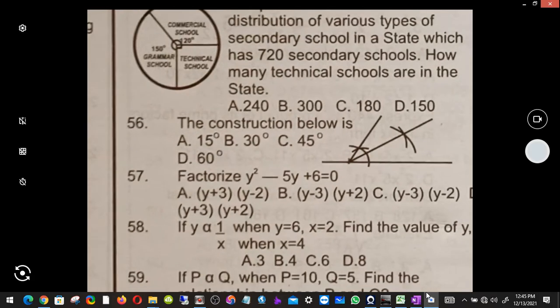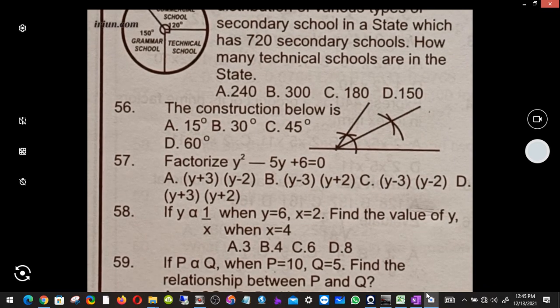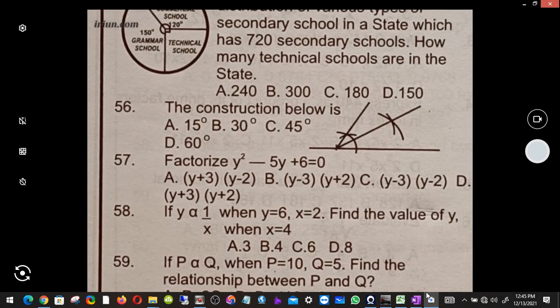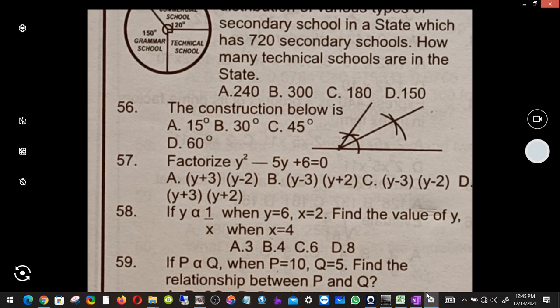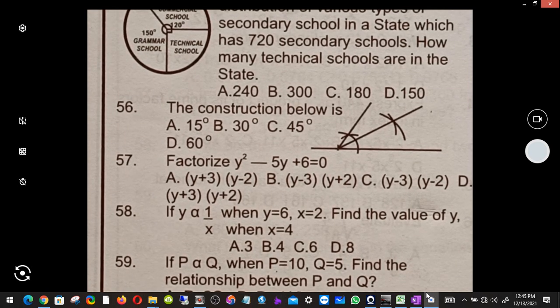Next, please. The construction below is... What are we trying to construct there? 30 degrees. Why do you say 30? We are bisecting 60. Now, what gives it away that it is 60 degrees that was constructed first? This arc here, this thing they cut here. It has given it away that it is 60 that they constructed first. So from here to here is 60 degrees. Then they are now bisecting 60, putting the compass here, cut. So it's 30 degrees that they finally constructed, right? Yes, sir. Option B.